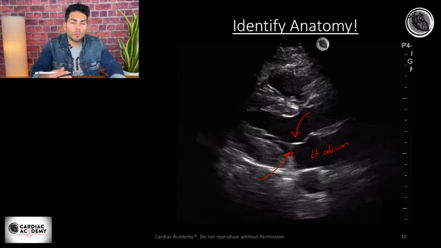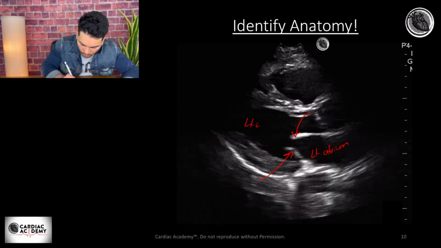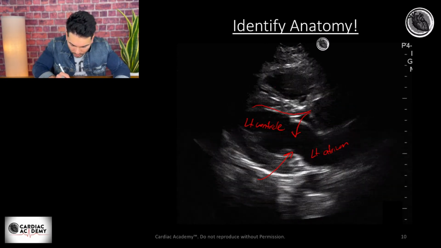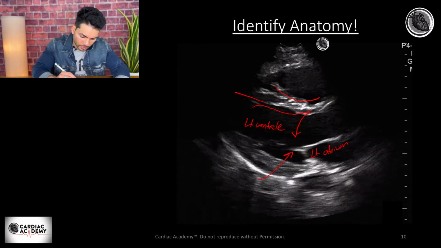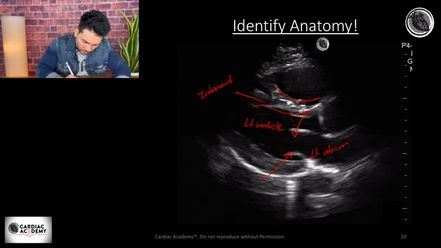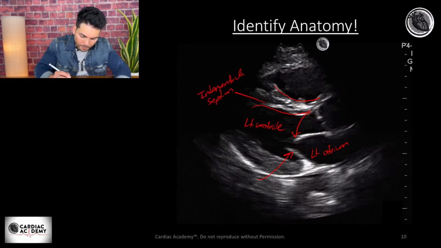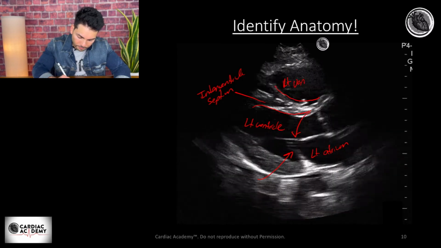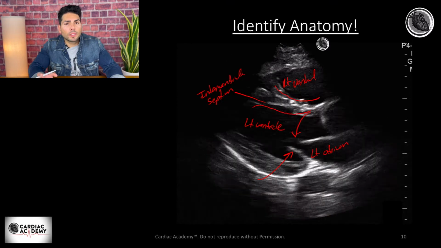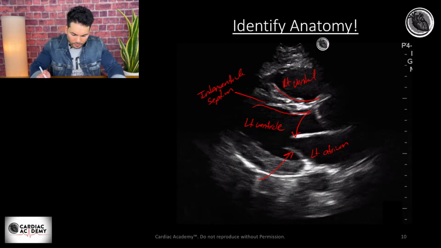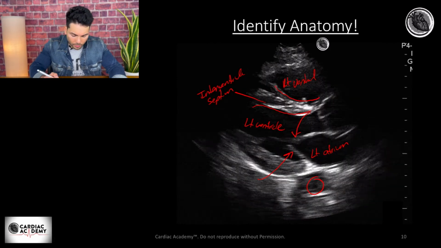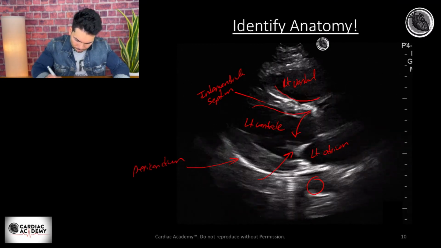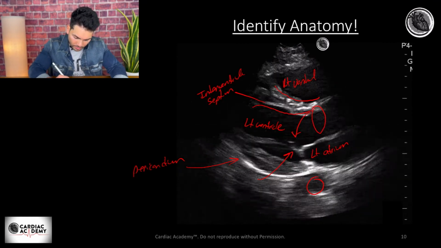Then more distal to the left atrium, we find the left ventricle. So this is the left ventricle. And on top of the left ventricle, we said earlier that we have a septum. Which septum? The interventricular septum, right? And on top of the interventricular septum, we have the right ventricle, I'm sorry. By the way, we can't really see the right atrium in this view, okay? And we have the descending aorta right here, and we have the pericardium right here. And finally, the aortic valve is right there.